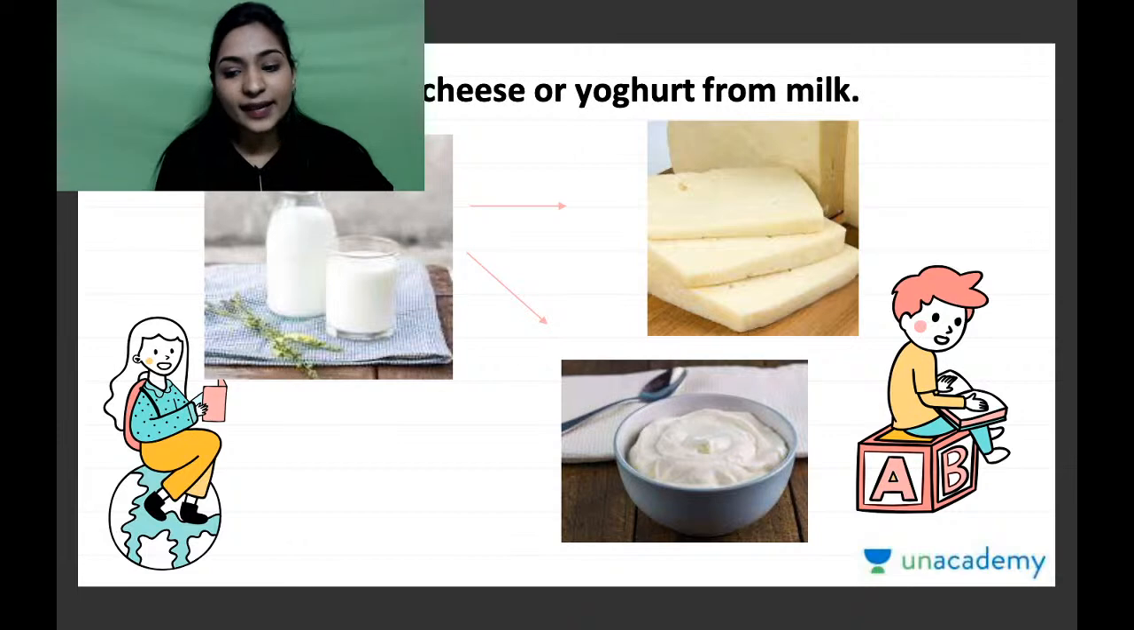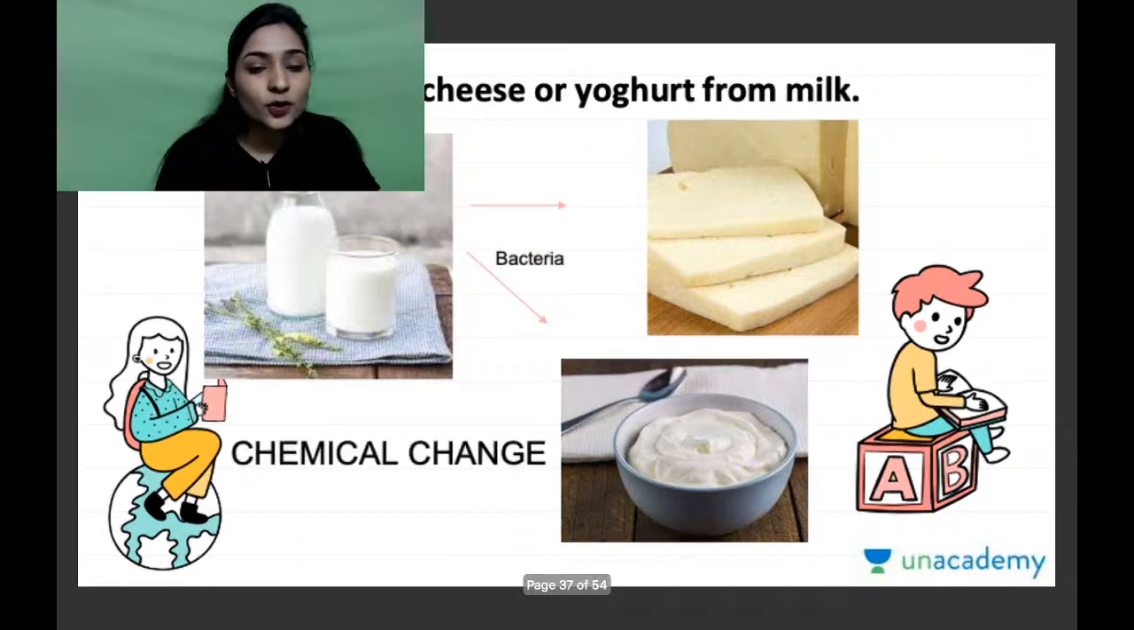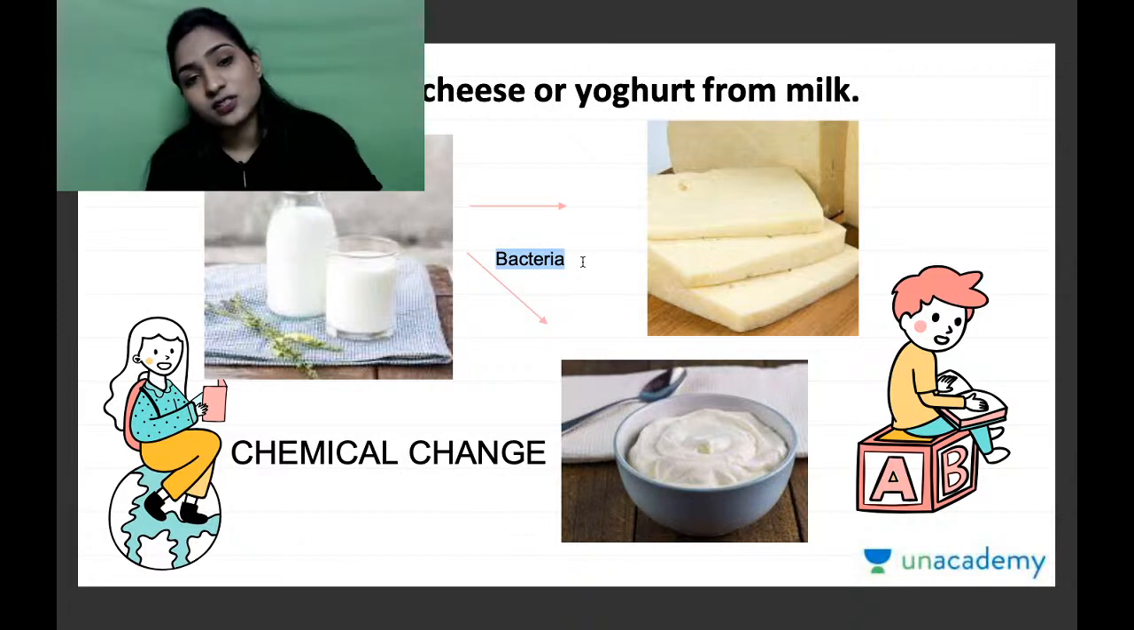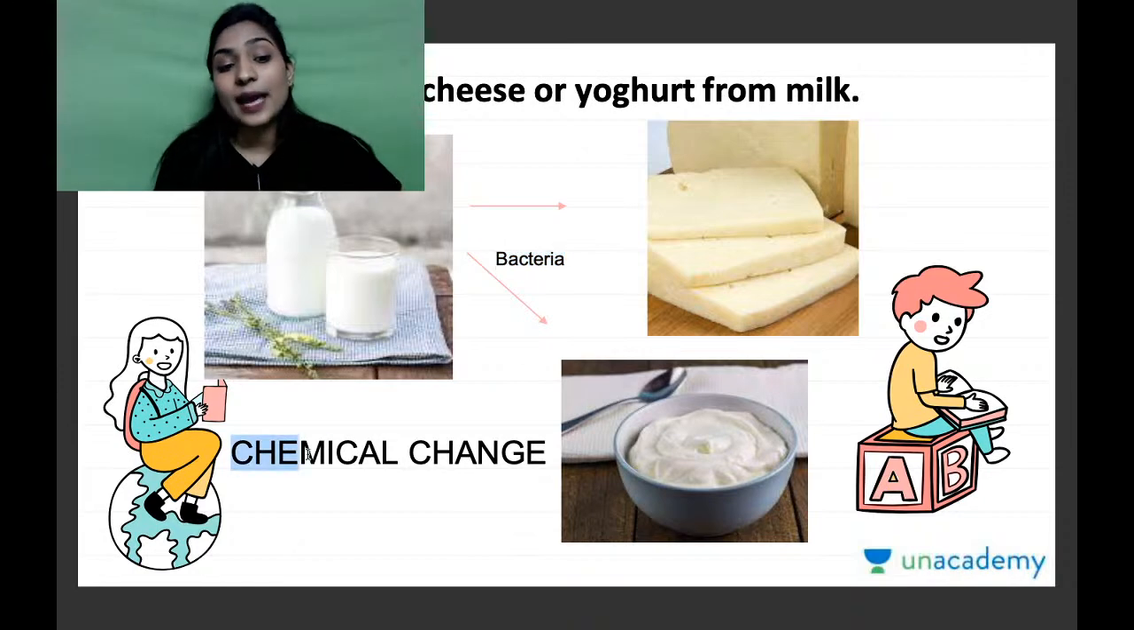Hello, hi. So you already know that we make a lot of milk products from milk, like cheese, yogurt, paneer. So there are a lot of milk products. So whenever we make cheese or yogurt from milk, what do you think happens? It is made by bacteria, that's the first thing. So is this a physical change or a chemical change? This is a chemical change.